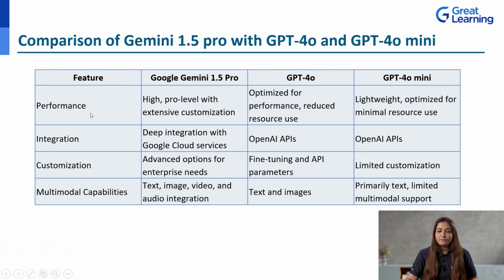Mini, right? When it comes to performance, Google Gemini 1.5 Pro is high and it's at pro level with extensive customization. We can customize accordingly. But when it comes to GPT-4o, it has optimized performance and also reduced resource use. When it comes to the Mini, it is always lightweight and optimized for minimal resource use. They are focusing on minimal resource usage, right? But Gemini has extensive customization capability when it comes to performance.